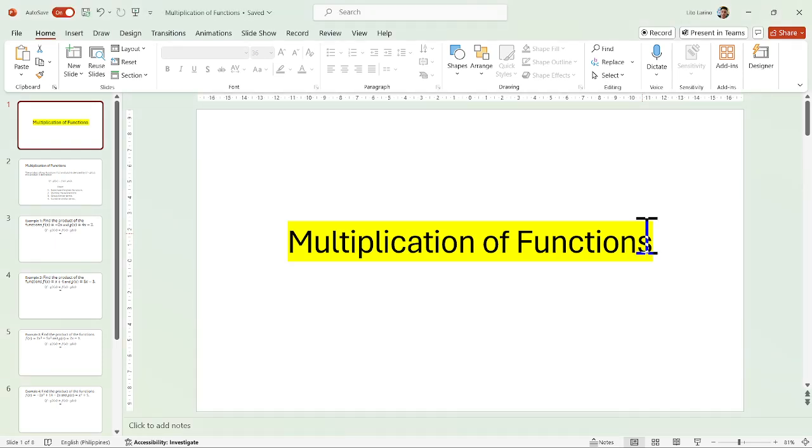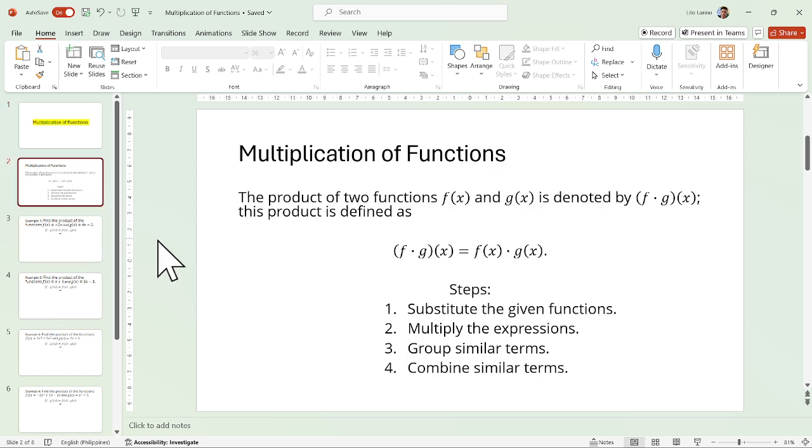This is multiplication of functions. The product of two functions f of x and g of x is denoted by f times g of x, and this product is defined as f times g of x is equal to f of x times g of x. Simply, we will multiply the expressions for f of x and g of x.